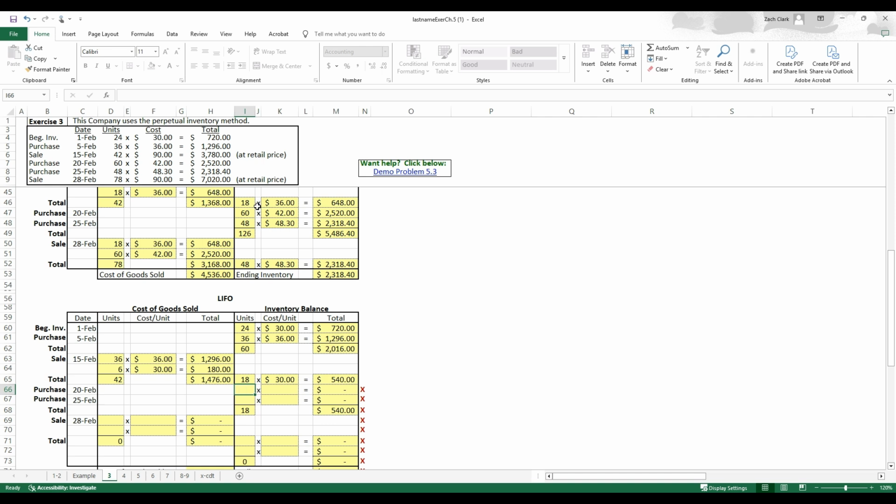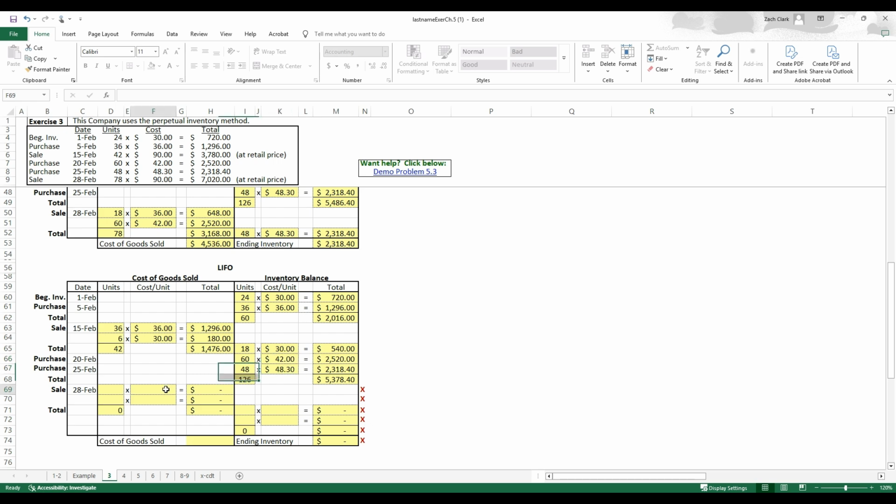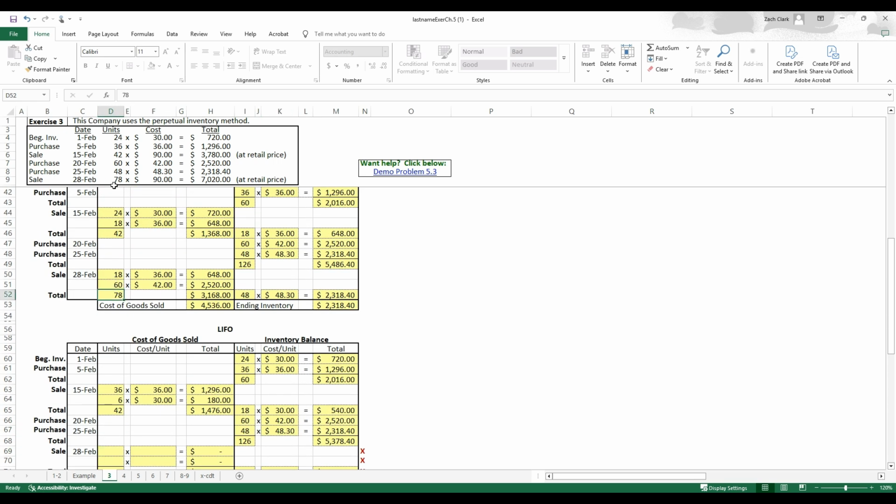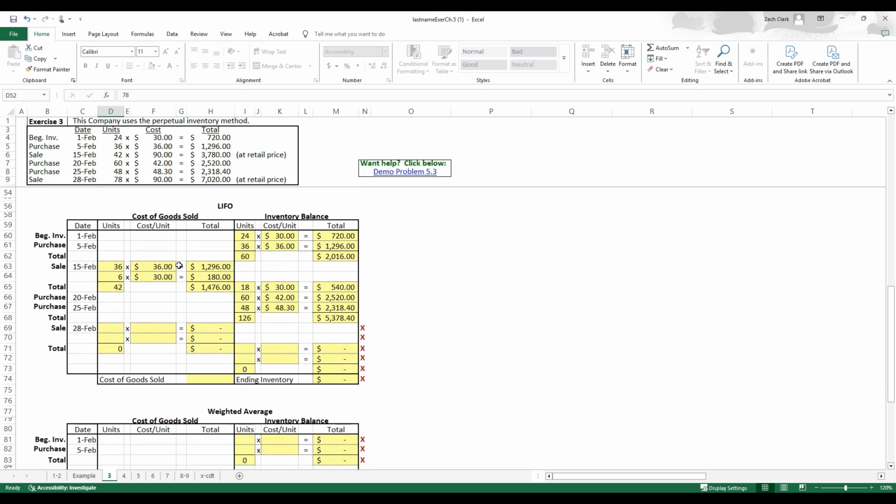Okay, and then we've got a couple purchases. Again, I'm just going to copy these because there's nothing different when it comes to the purchases between LIFO and FIFO. But when it comes again to the sales, now we need to sell. We had sold 78 on February 28th. And so our total is going to be 78.